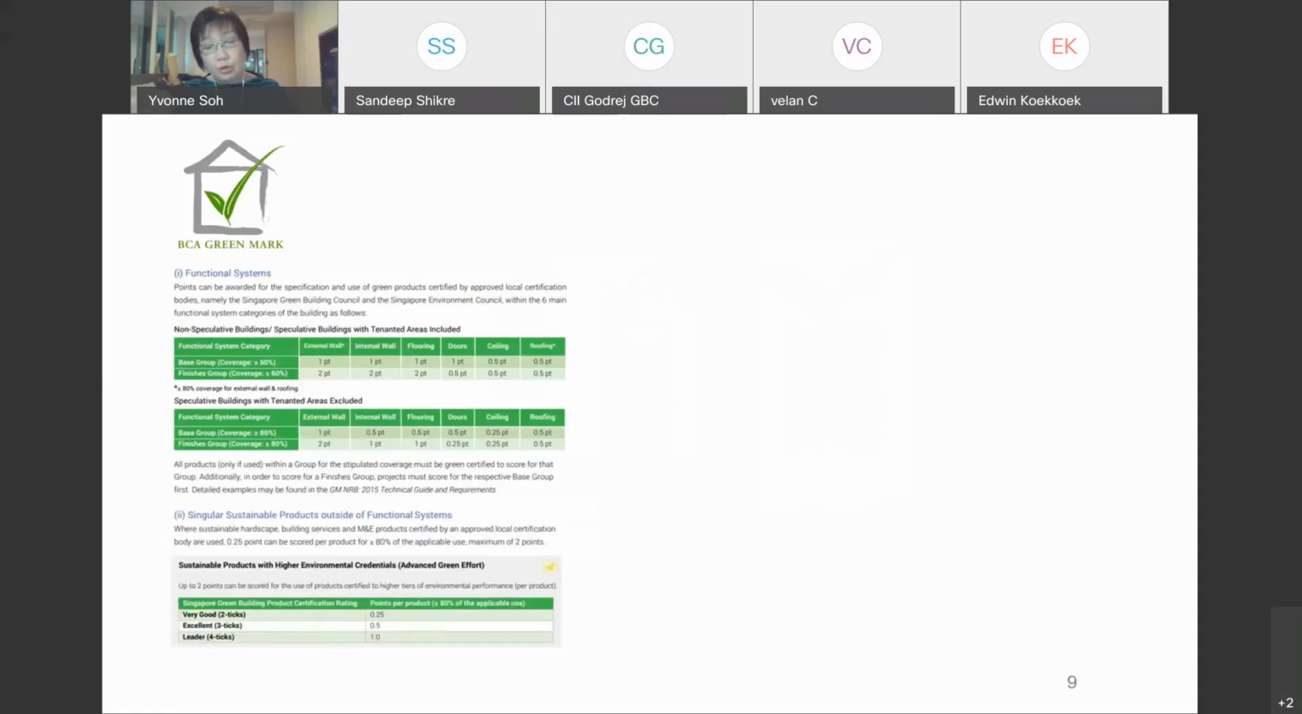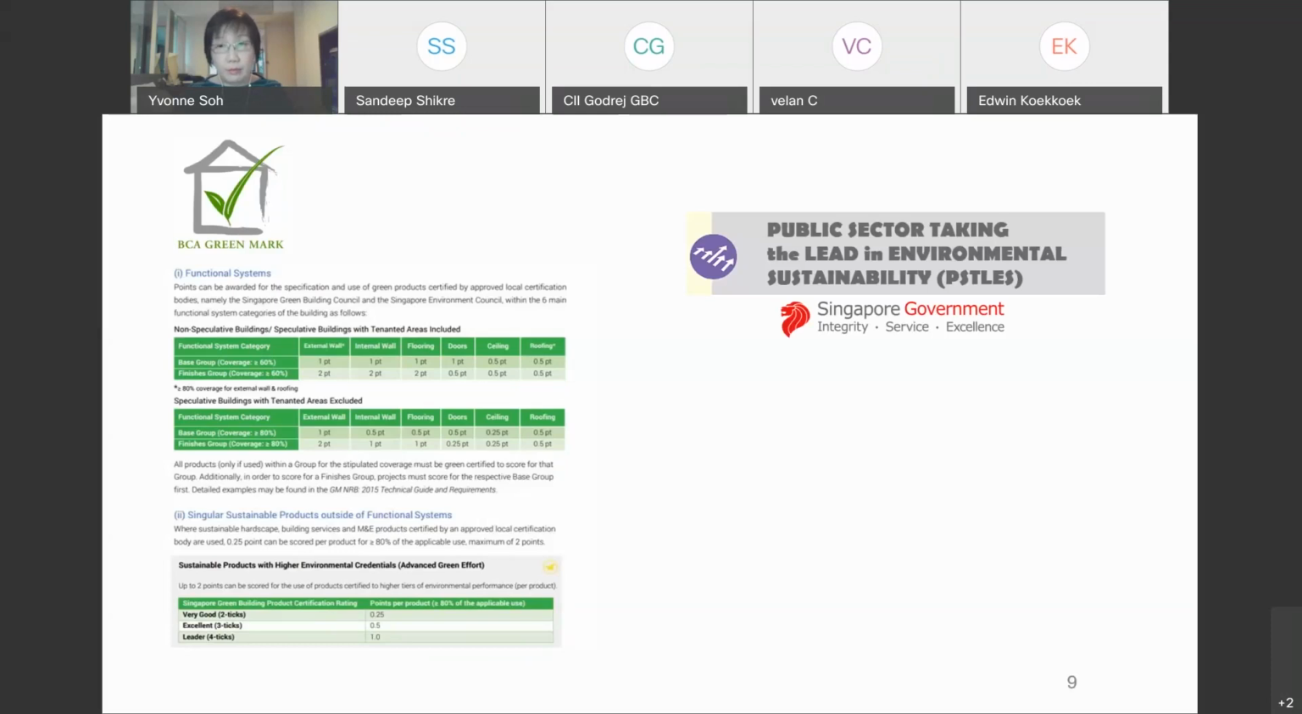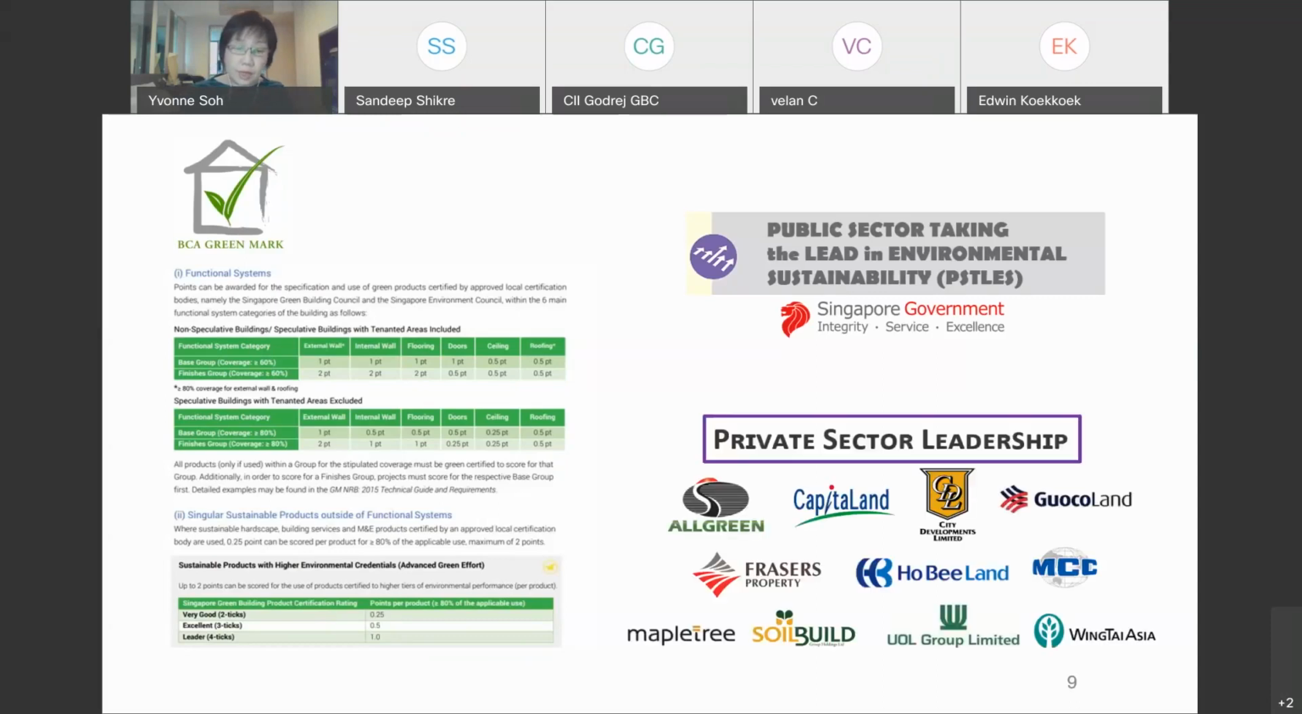So the Green Mark Building Rating Tool is a voluntary scheme that was started in 2005 and is administered by the Building and Construction Authority to rate buildings that perform above the legislated environmental performance level. It has very strong support in Singapore from both the public and private sector. The public sector in particular has a very excellent program known as the Public Sector Takes the Lead in Environmental Sustainability, or we call it PESTLES for short. The private sector in Singapore also has very strong leaders in green building, as many building developers and owners have witnessed the benefits of going green.